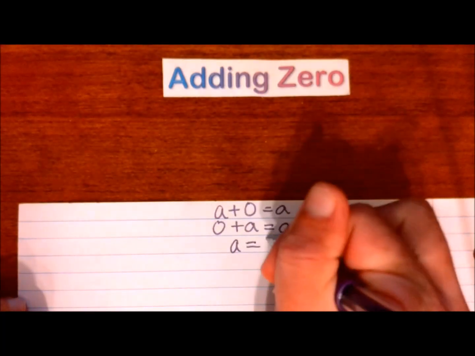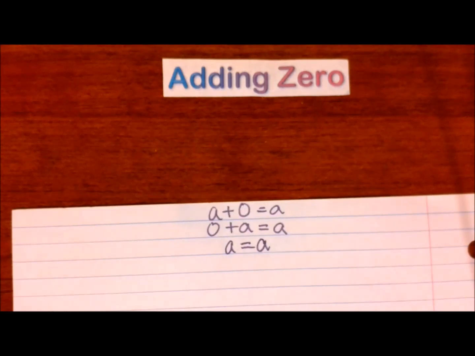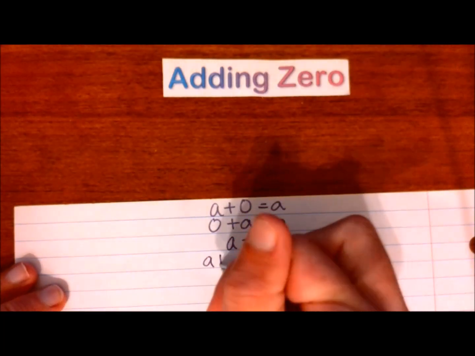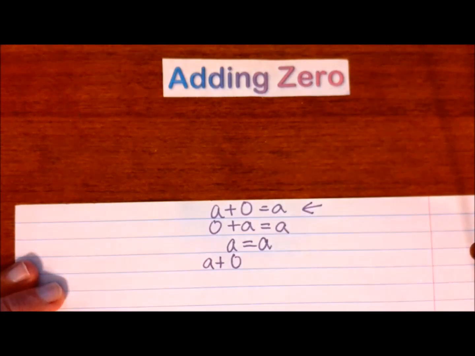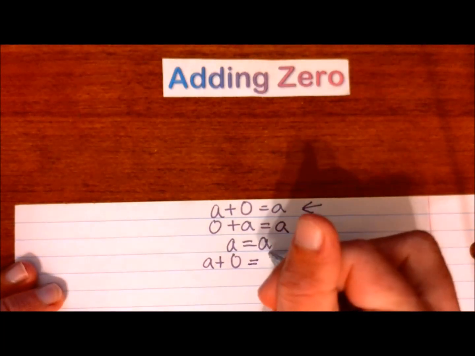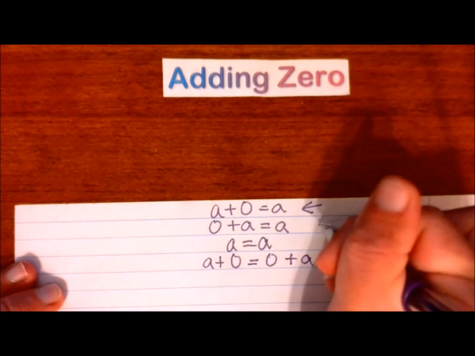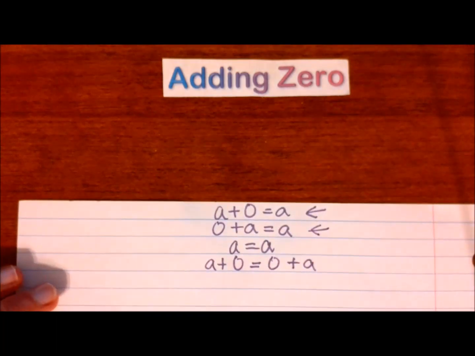A is equal to A. That is based on the definition of the equal sign, based on equality. A plus 0 I'm going to put on the left side based on this equation. On the right side I'll have 0 plus A based on this equation. So therefore A plus 0 is equal to 0 plus A.